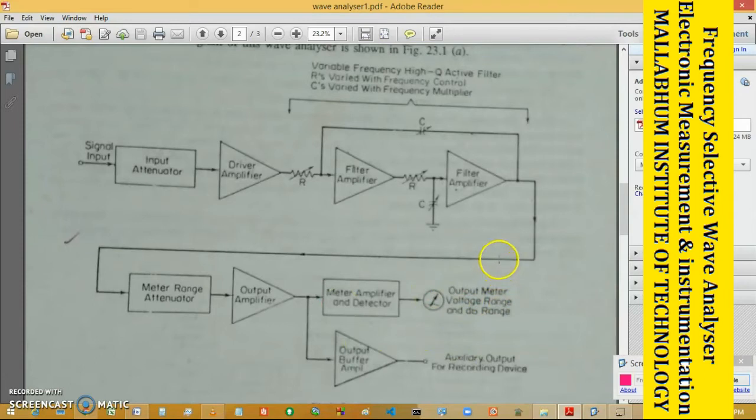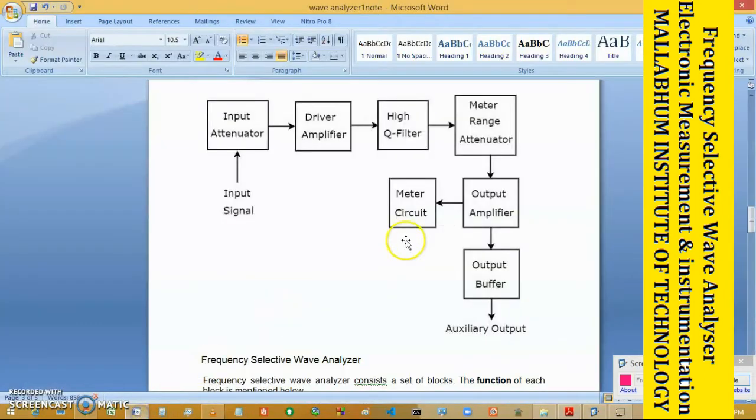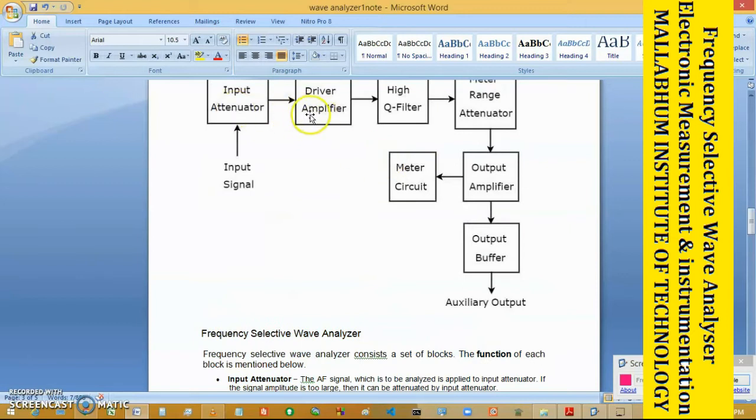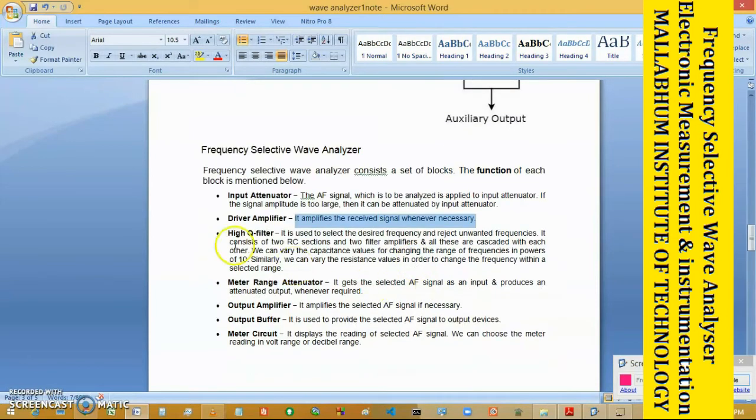Now the function of all this is written here. The input attenuator is actually used to attenuate the signal if the signal amplitude is too large. Obviously the range of the signal is audio frequency. Next, the driver amplifier amplifies the signal received from here if it is necessary. Then the main thing is the high Q filter. The high Q filter is actually selecting the frequency over a particular range, here in the case of the audio frequency range.